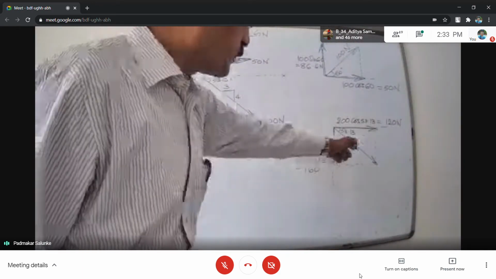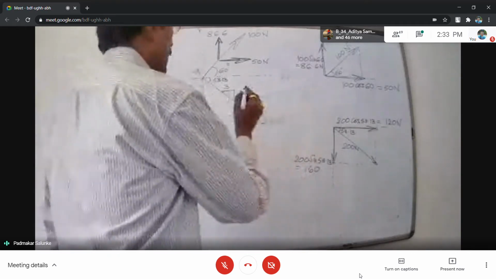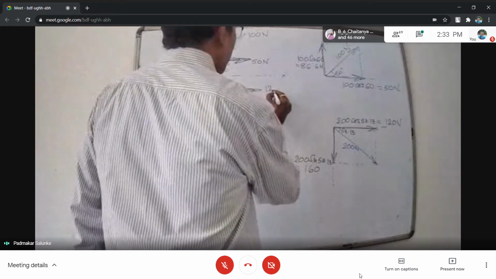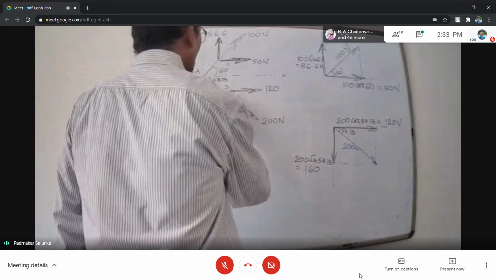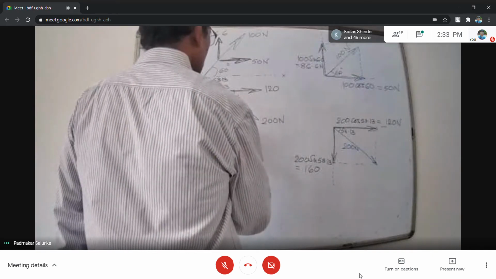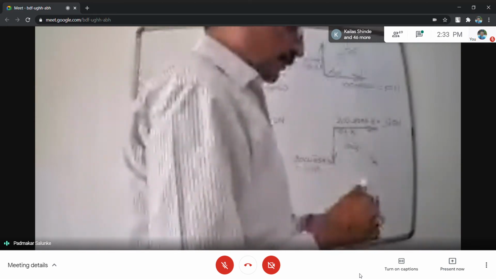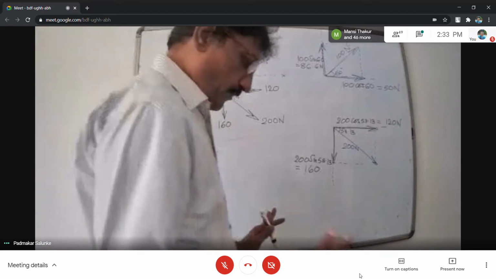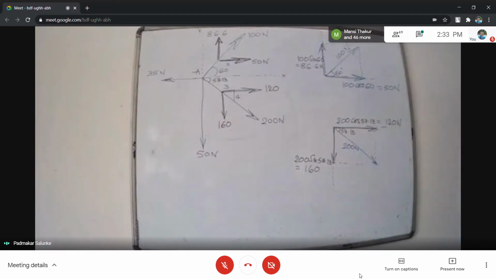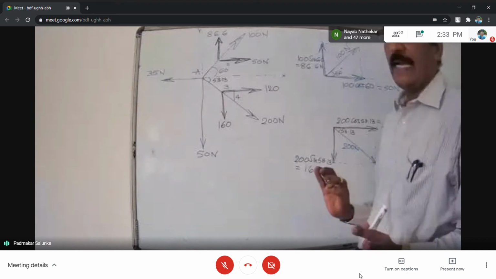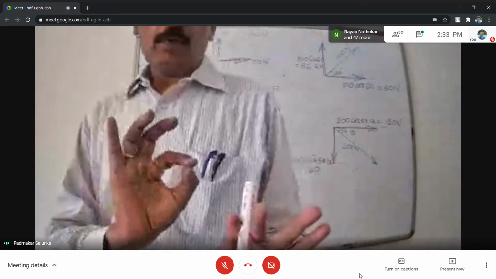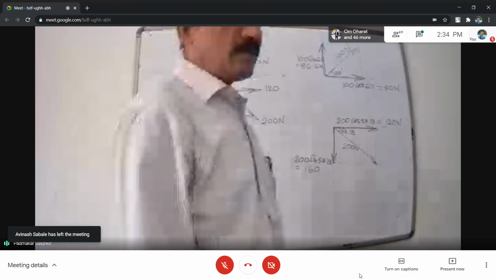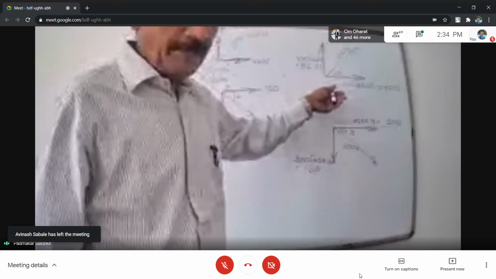In that way, this 200 Newton is resolved into two components, and this resolved component you can mark anywhere. So this is 120 and this downward is 160. This is a very simple but very important assignment for solving each and every problem. The first job is to resolve the given forces into x and y components. That is number one. If you are perfect in this, then only all your answers are perfect. Otherwise, no. Any difficulty here?